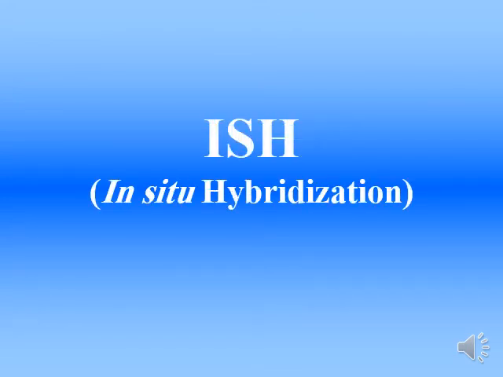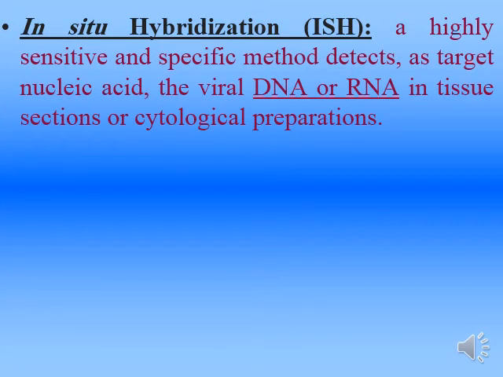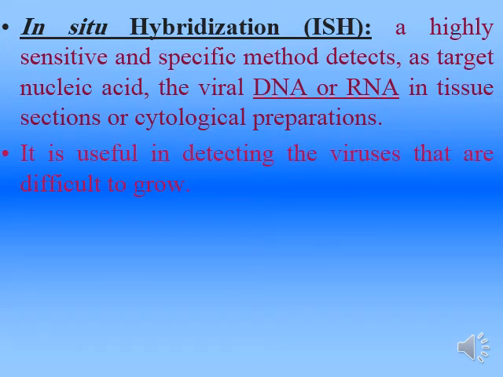Cytohybridization الطريقة الأخرى اللي هي cytohybridization. A highly sensitive and specific method detects as target nucleic acid the viral DNA or RNA، واللي هي تختلف، الأولى كانت بالسيل والثانية بالتشو. هنا DNA or RNA in tissue section or cytological preparation. It is useful in detecting the viruses that are difficult to grow.